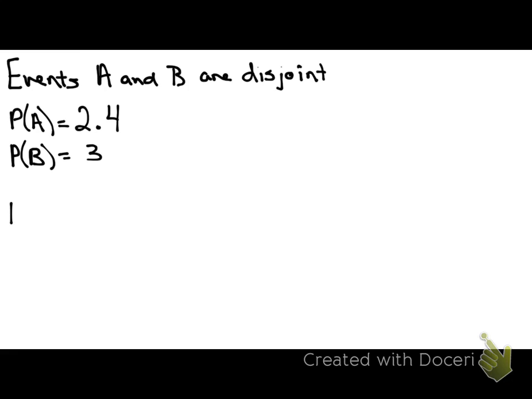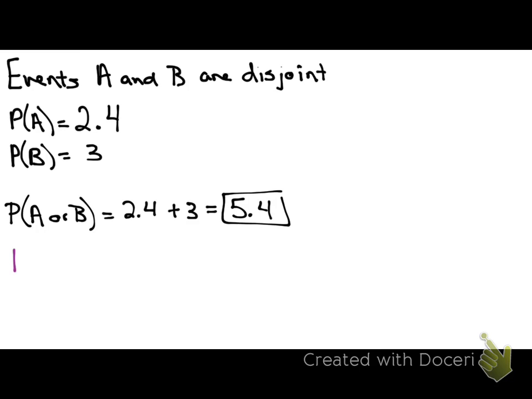So remember, if they're disjoint, what do you do with A and B? Do you subtract them? You add them together. That's all you do. So you're going to need to write, though, on your homework, P of A or B equals 2.4 plus 3 equals 5.4. All right? So what you're going to show on your homework, probability that I find A or B, show that you add them together, and then your total. It's literally going to be, you just add them together.